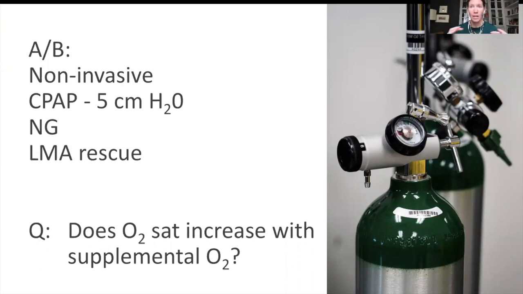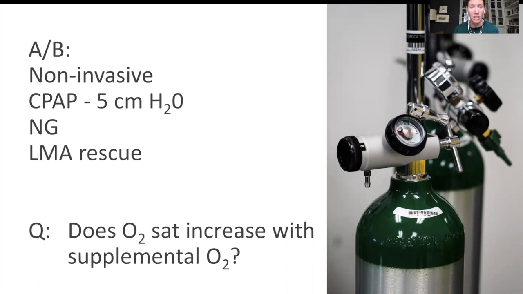Get a roll under his shoulders to bring him up into the sniffing position. We're going to apply 100% oxygen with BVM. If necessary, we can give him a little bit of CPAP at 5. If he's apneic or really significantly distressed, we can help him with bagging. And if we're giving CPAP or bagging, we really should do an NG quite quickly.